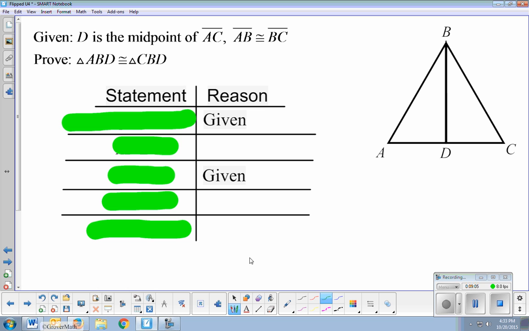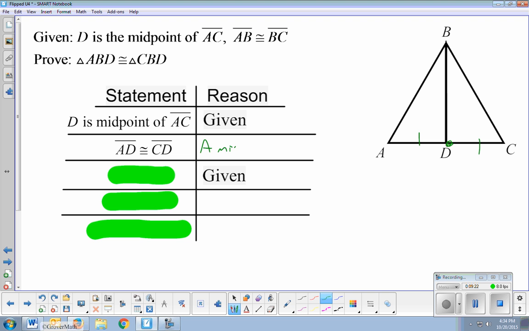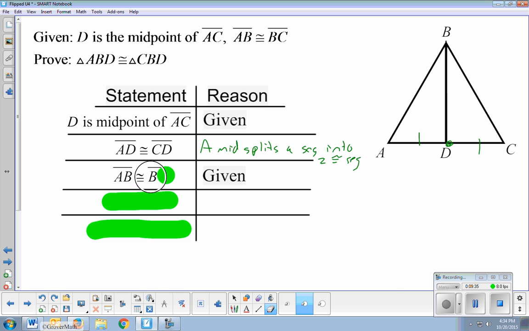Let me show you a quick little example of that. We have D is the midpoint of AC. So that's going to give us these 2 sides congruent, right? We know what midpoints do. Here's our midpoint, and that's going to give us AD and DC, because a midpoint splits a segment into 2 congruent segments. Our next given is that AB is congruent to BC, and that's just a side congruency right there.